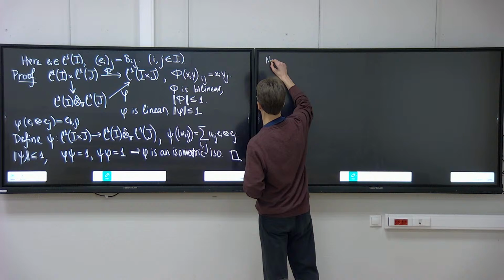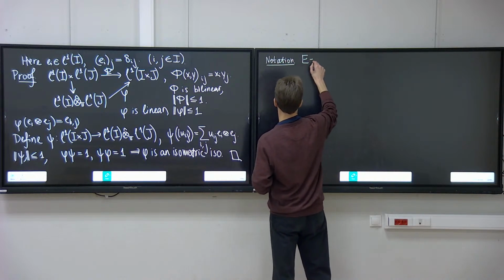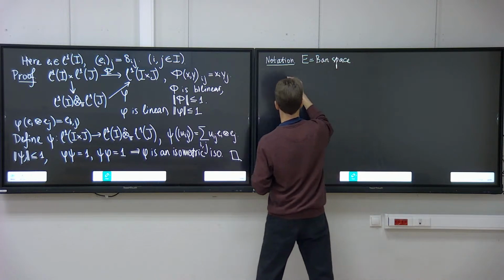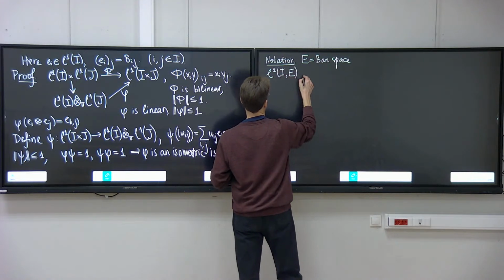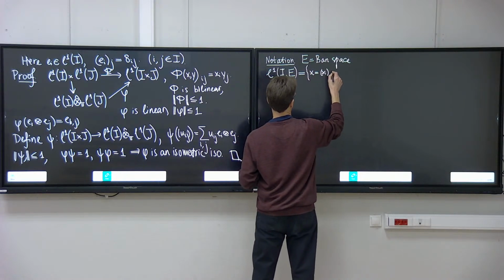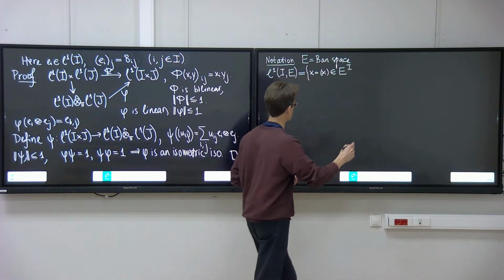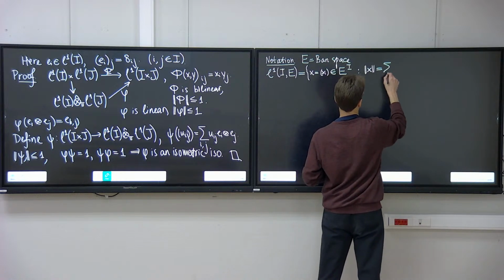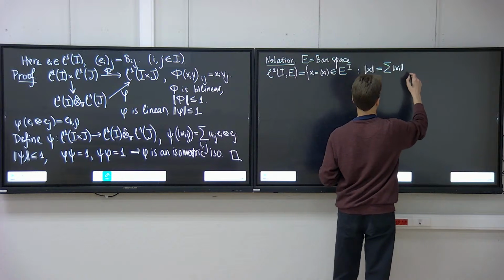Let's introduce some notation. Suppose that E is a Banach space, and let's denote by L1 of I, E the set of all elements (x_i) in E to the power I for which the following sum is finite: the sum of the norms of the elements x_i.